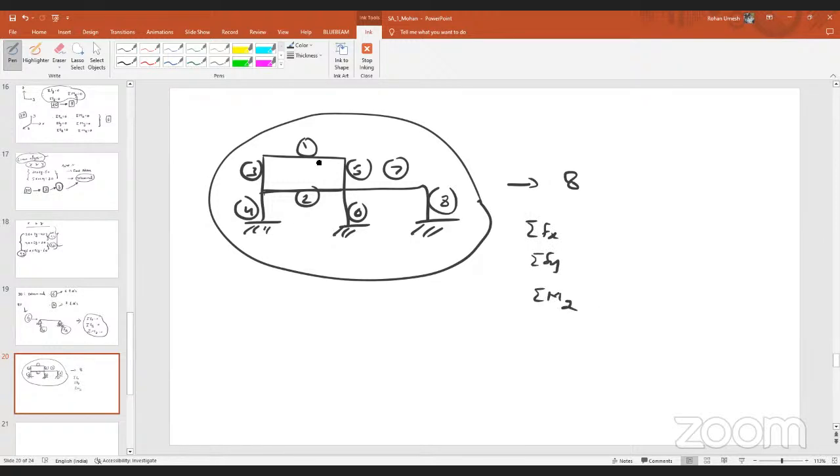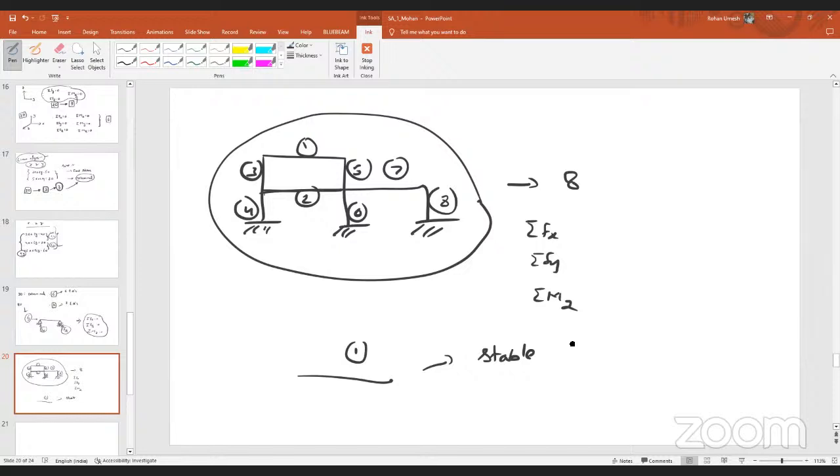Even if you take any one component of the structure, that means if I take component 1, it should also be stable, isn't it? If the entire structure is stable, then obviously each and every component in the structure is stable. If each and every component is stable, then for each and every component, the equilibrium equations will be applicable. Do you agree or not? Yes, sir.